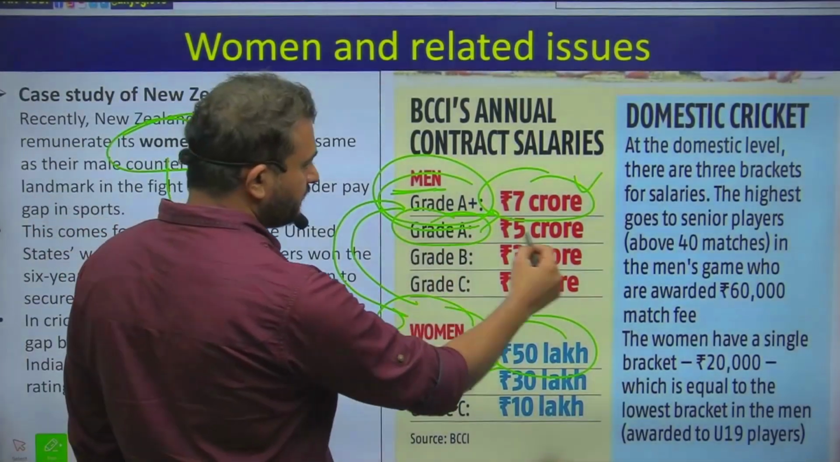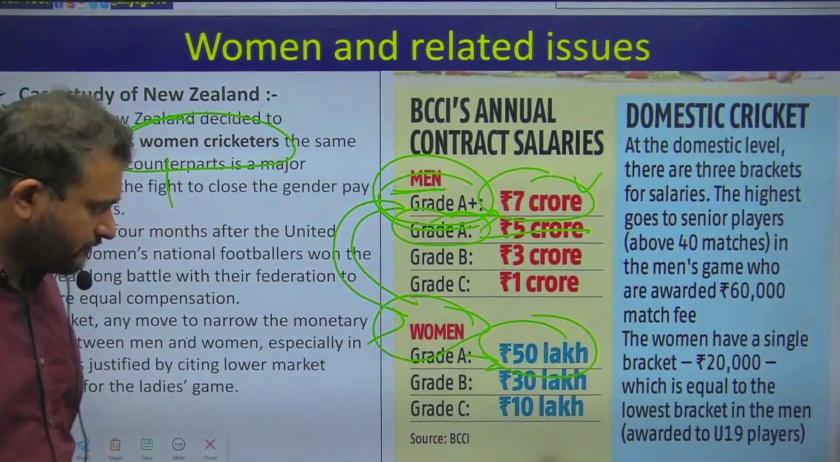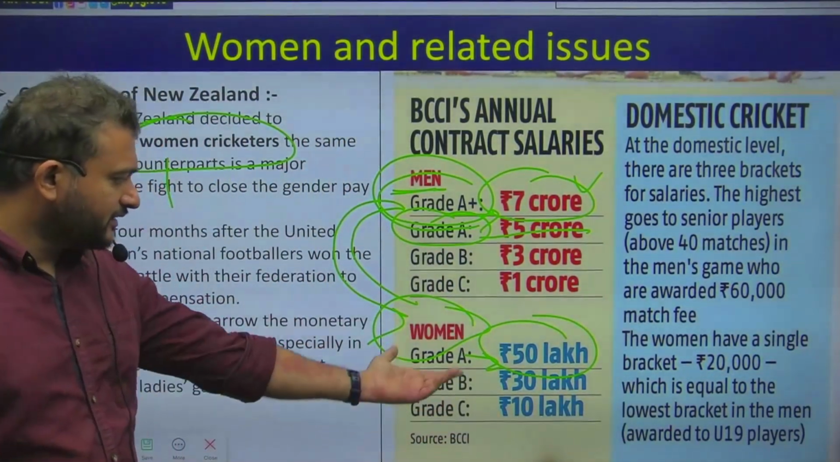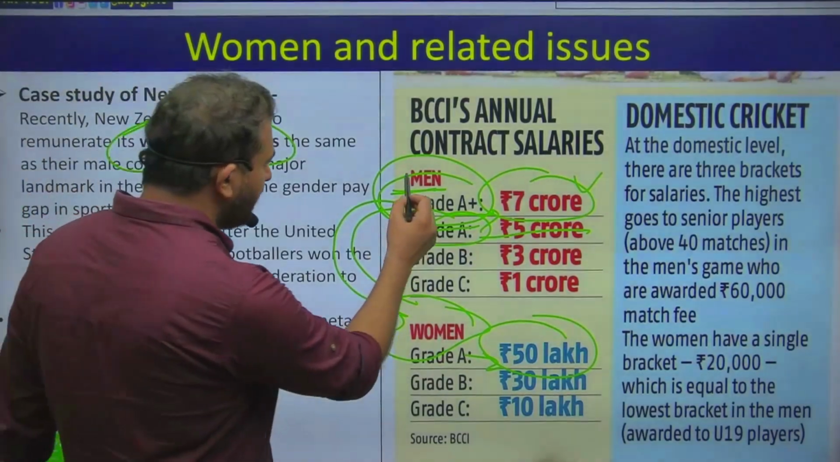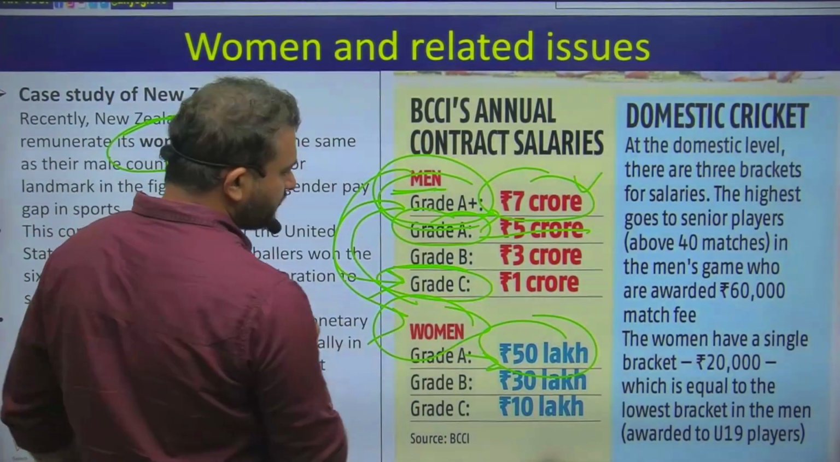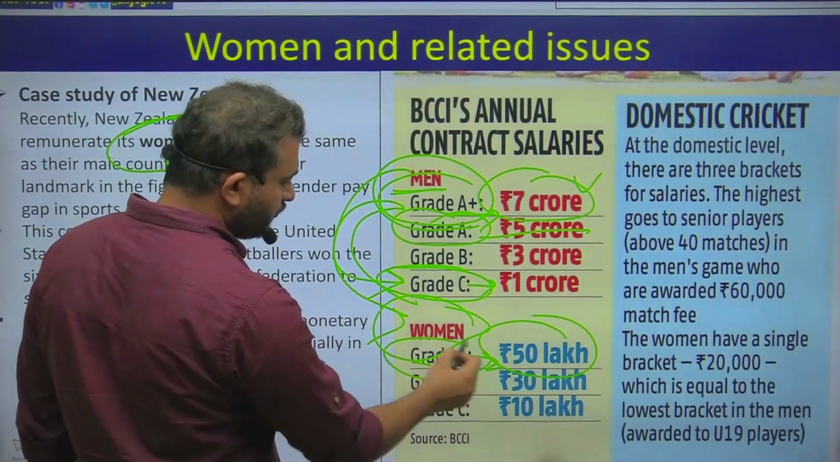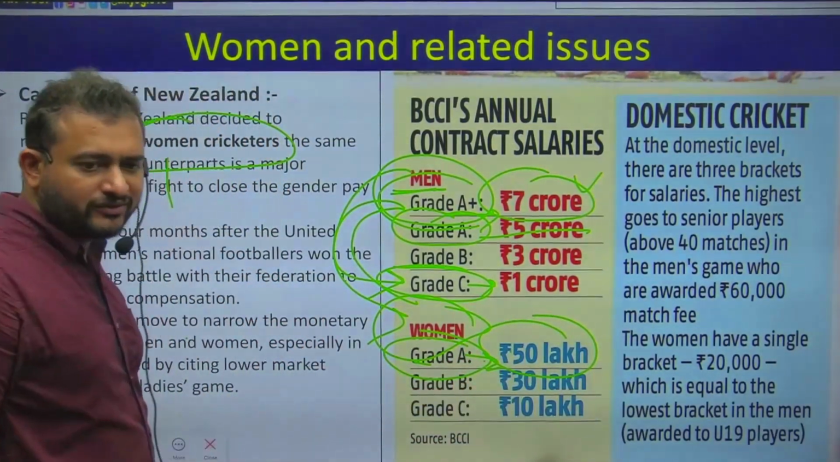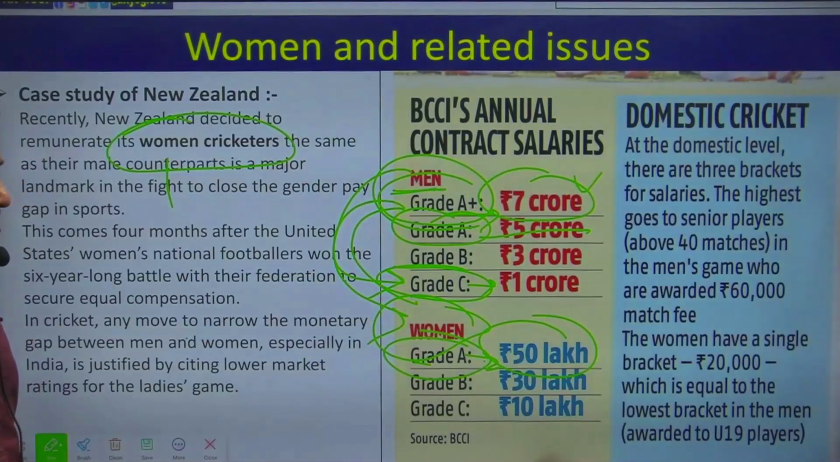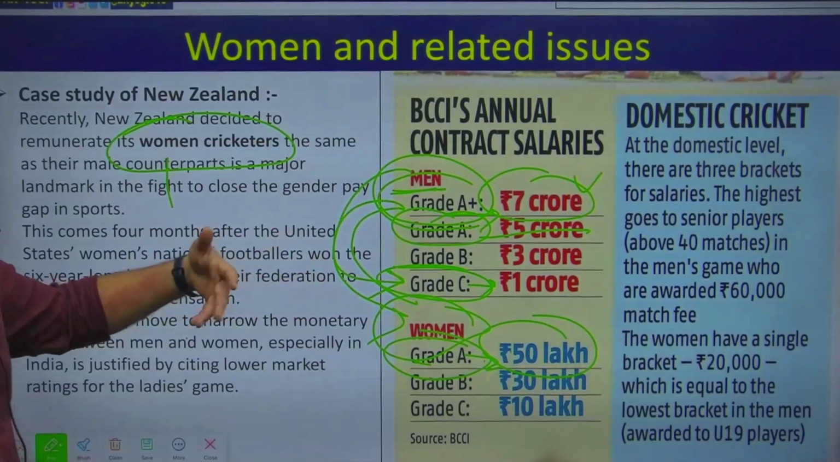Grade A, so there is a huge gap. Definitely there is a huge gap. Grade B is 30 lakh, Grade C is 10 lakh. Even the males associated with Grade C are getting 1 crore, and even the woman who has Grade A gets only half of that Grade C. Okay, so that kind of discrimination is going on.